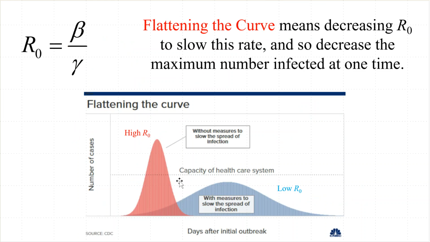Now, the problem this creates for our healthcare system is that if there are more individuals than the healthcare system can deal with, a lot of people are not going to get healthcare. So by flattening the curve, what you are trying to do is lower the value of R naught so that the maximum, as this pathogen sweeps through the host population, does not overwhelm the healthcare system.